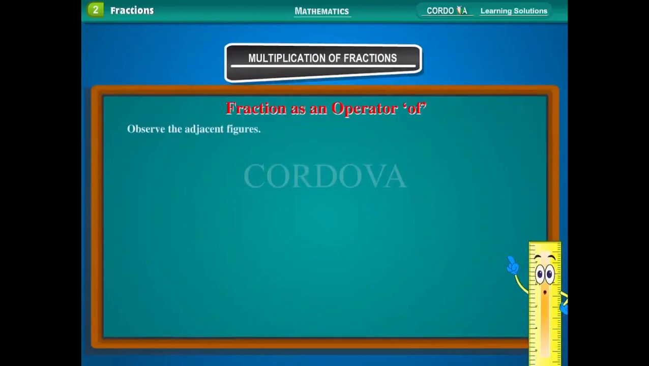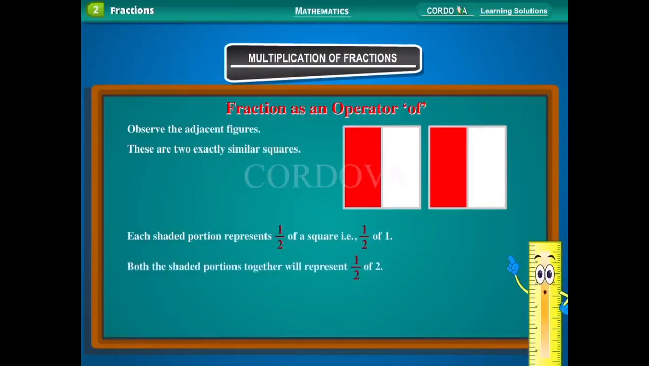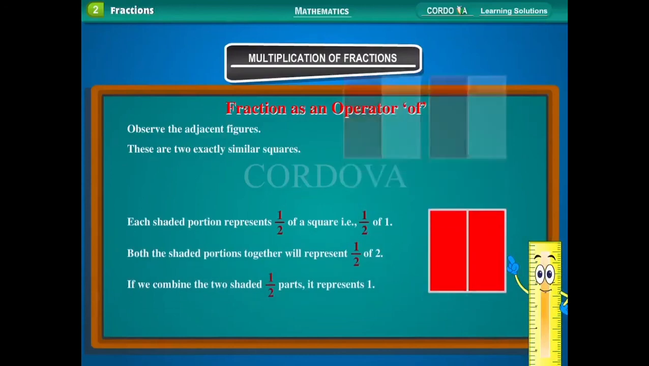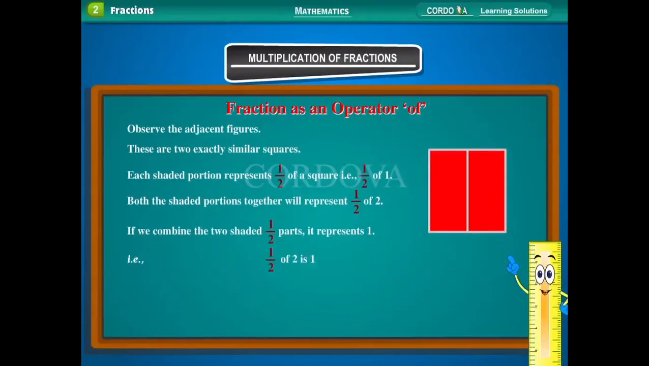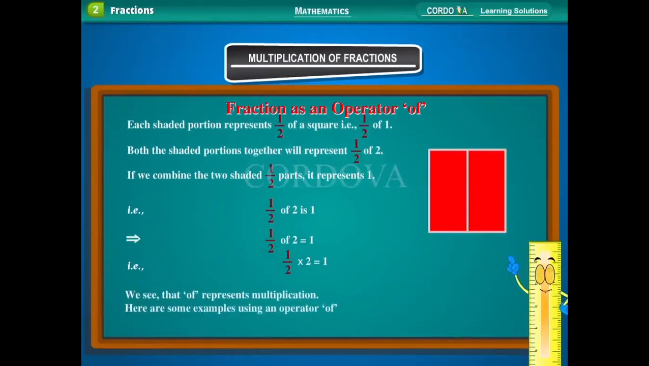Observe the adjacent figures. These are two exactly similar squares. Each shaded portion represents half of one square, that is, 1/2 of 1. Both the shaded portions together will represent half of 2. If we combine the two shaded half parts, it represents 1. That is, 1/2 of 2 is 1. This implies half of 2 is equal to 1. Also, half into 2 is equal to 1. We see that of represents multiplication.